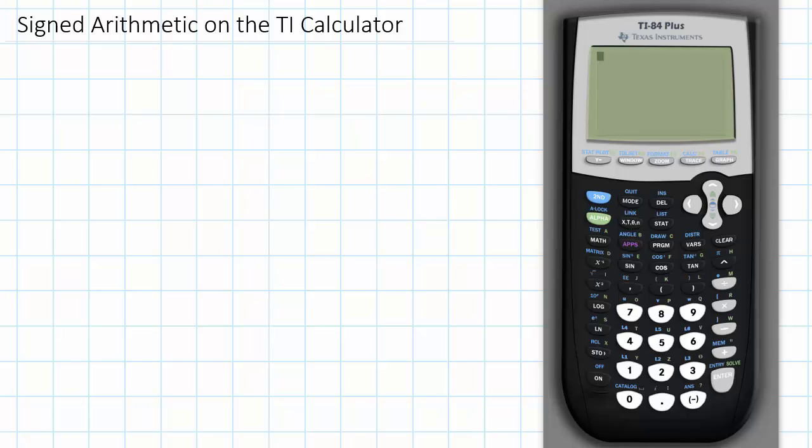Okay, now we know how to do signed arithmetic by hand. But what if we don't want to do our signed arithmetic by hand? What if we would like to use our calculator? Well, the thing that we need to know is, how do we enter a negative number on the calculator?